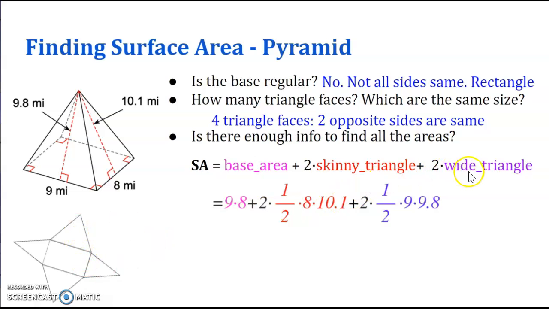What about the 2 wide triangles? It's this one and this one. And again, there are 2 of them. Area of one of these triangles is half times base. Base is going to be the length of this triangle, which is 9, times height of this triangle, which we're told is 9.8. So it's 9 times 9.8 multiplied by half, that's area of the triangle. And since there are two of them, we multiply by 2. So that becomes 241 miles squared. So that is going to be the total surface area.